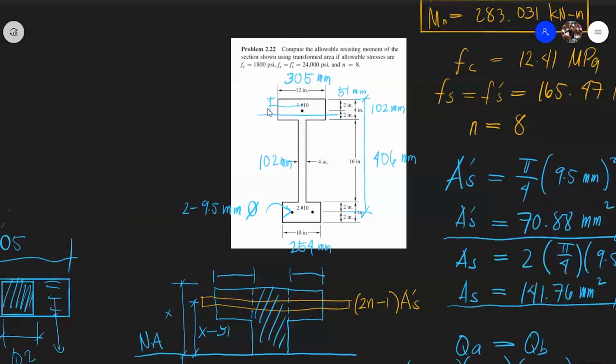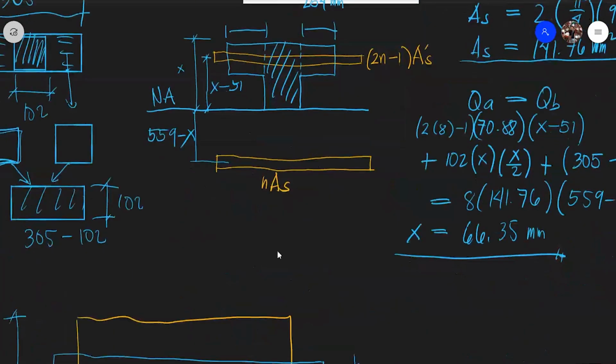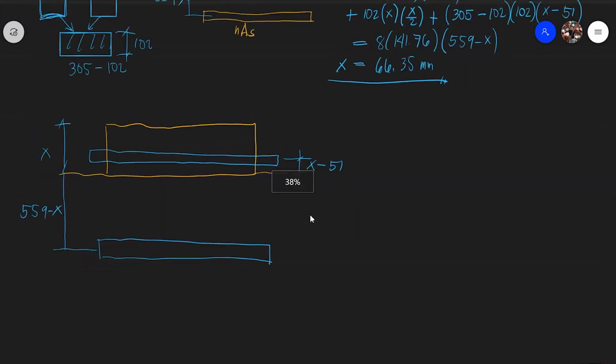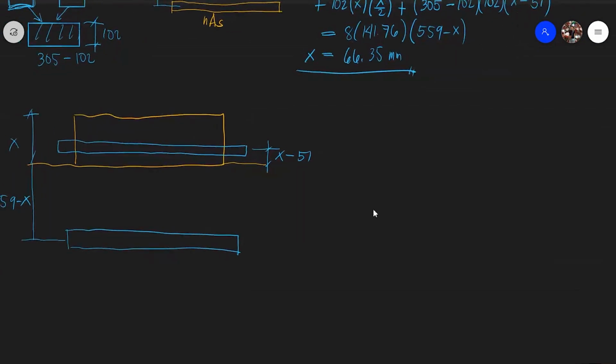Why x minus 51? The centroid of the steel reinforcement in compression is located at 2 inches from the extreme fiber, or that is 51 mm. That's why my distance here is x minus 51.